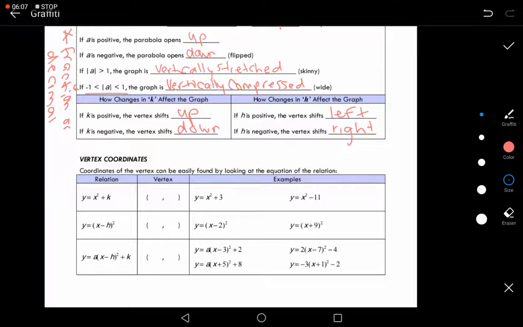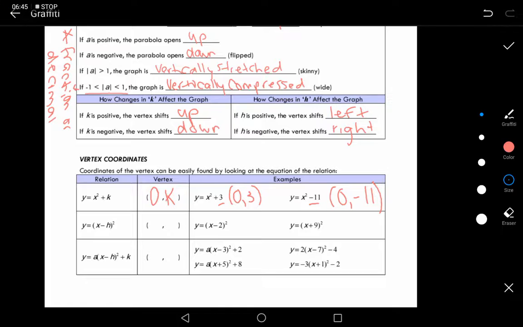So if we are given the relation y equals x squared plus k, our vertex is always going to be at 0, k. Okay, that means our x-coordinate is going to be our 0, and our y-coordinate is going to be whatever the k value is. So if we look at these examples, the vertex here would be 0, 3. And the reason it's 0, 3 is because my k value is 3. Okay, this one here, my k value is negative 11. So my vertex is at 0, negative 11.